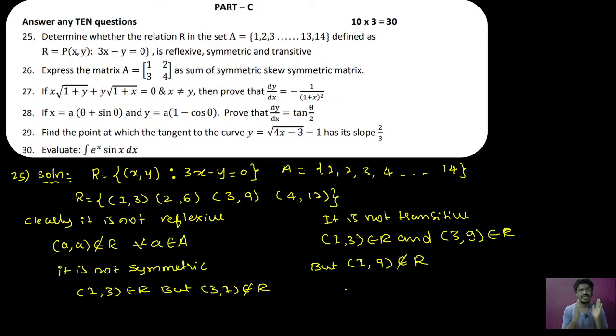We know that the reflexive definition is: ordered pair A comma A belongs to R for every A belonging to A. That is not possible here. That's why we take the ordered pair A comma A, where A means a general point: 1 comma 1, 2 comma 2, 3 comma 3, 4 comma 4, so on to 14 comma 14. So I kept it as a general term. Otherwise, no problem, you can write 1 comma 1 does not belong to R, therefore it is not reflexive. That is also correct. Clear? So no problem with that.